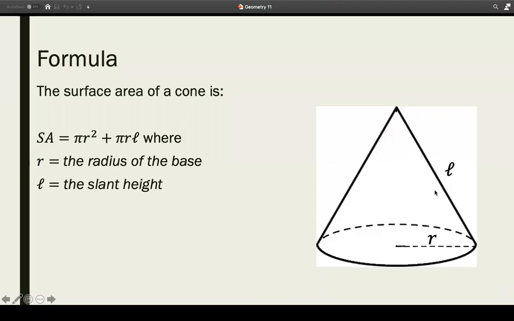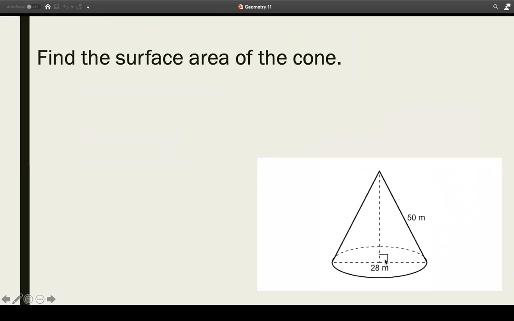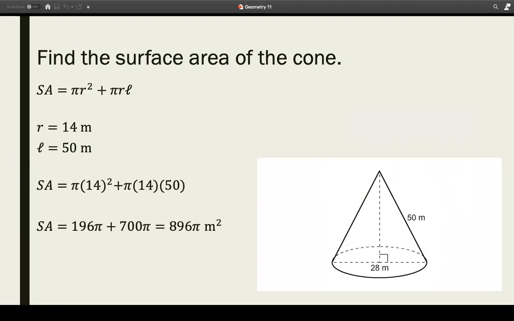So again, our slant height is this height right here. Sometimes we'll be given it, sometimes we'll be given the height this way, and we'll have to solve it using the Pythagorean theorem, just like we saw before. All right, but let's do this one. So we've got our formula, pi r squared plus pi rl. We need to think about what is the radius and what is the slant height. Well, our radius is going to be 14 because our diameter is 28. Our radius is half the diameter, and our slant height was given to us. It was 50. So then we just plug that into our formula.